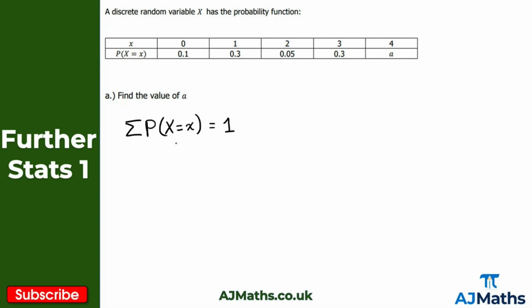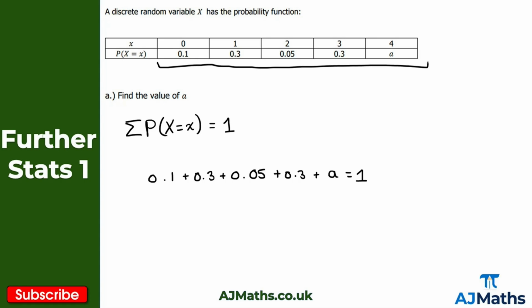So what I can say then is 0.1 plus 0.3 plus 0.05 plus 0.3 plus a is equal to 1. That's what we've said here: the sum of the probabilities is equal to 1. So all I've simply done here is added all these probabilities and set them equal to 1.